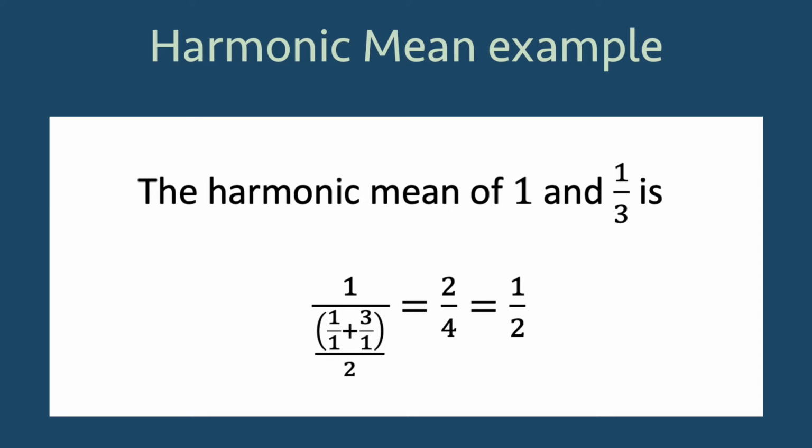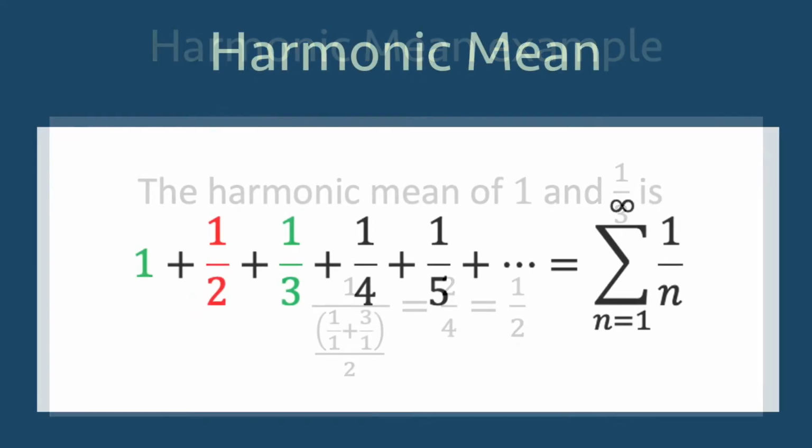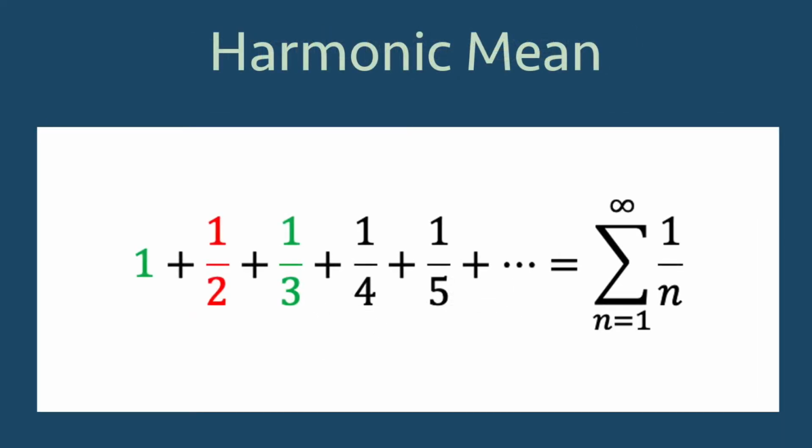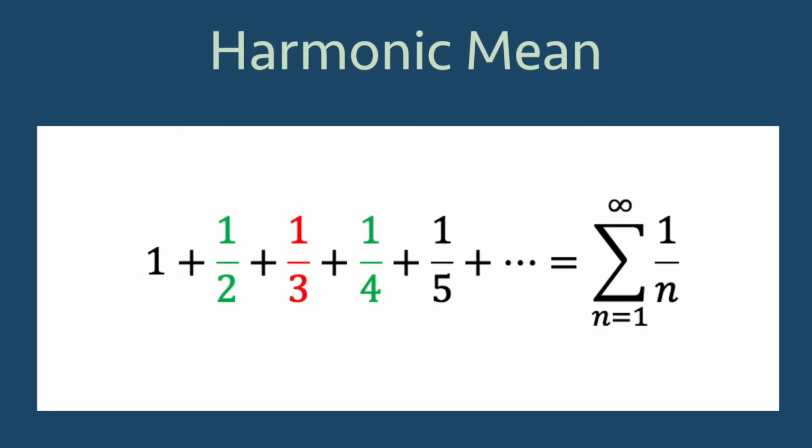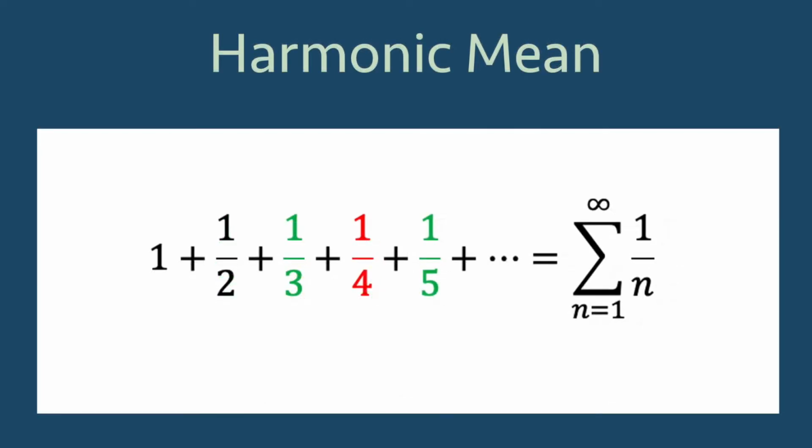From this example, we see another interesting fact. Each number in the harmonic series is the harmonic mean of the two numbers adjacent to it. So as another example, 1/3 is the harmonic mean of 1/2 and 1/4. 1/4 is the harmonic mean of 1/3 and 1/5, and so forth.